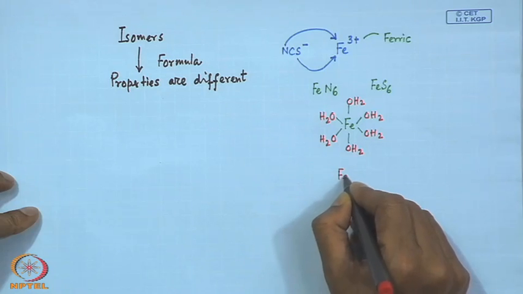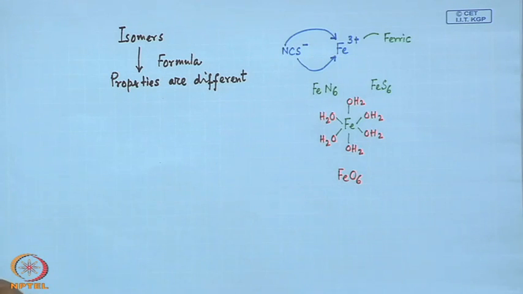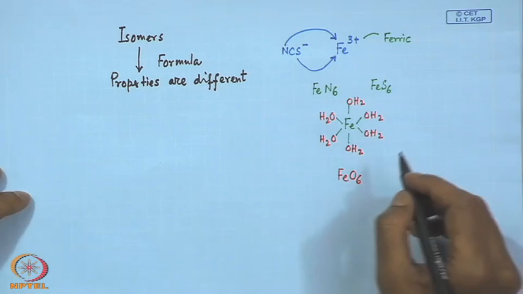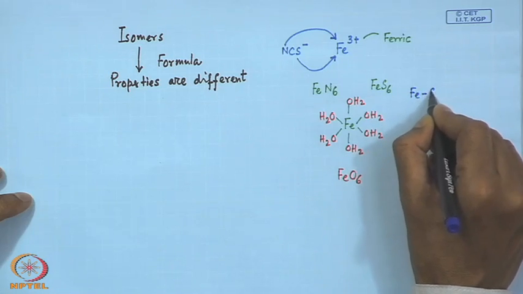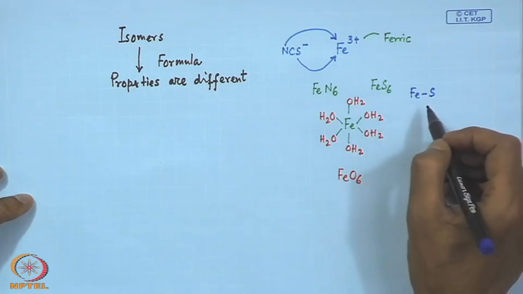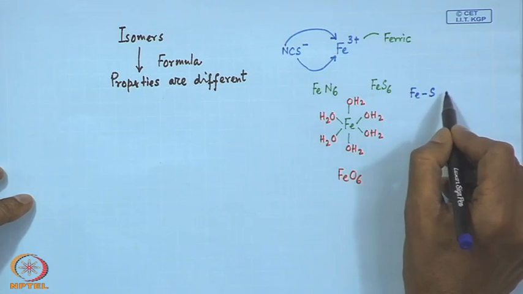That means we have an FeO6 environment. So, as we change the environment, the bonding patterns are important and the bonding patterns are getting changed. Here we can have iron sulfur bonds. If all of them are bound through sulfur, then we can have 6 such iron sulfur bonds.